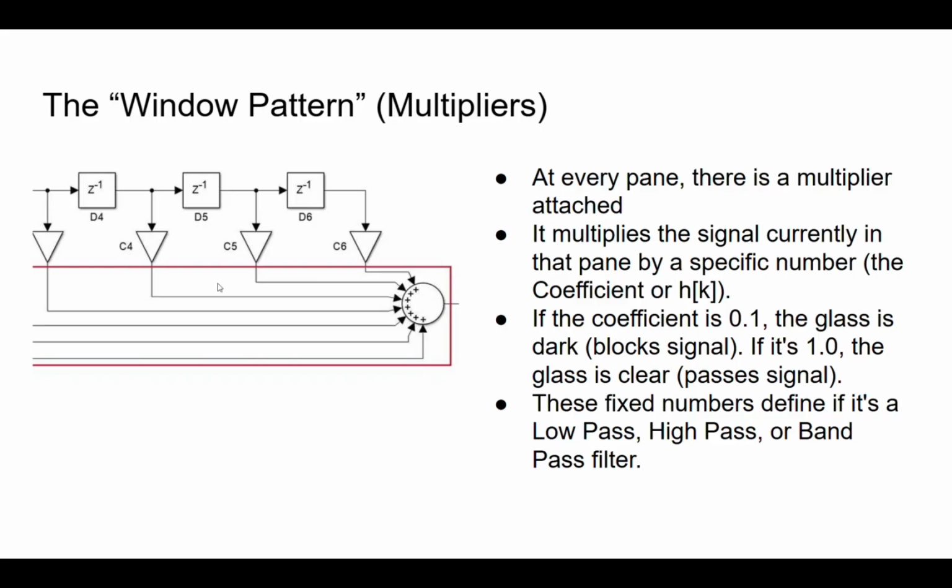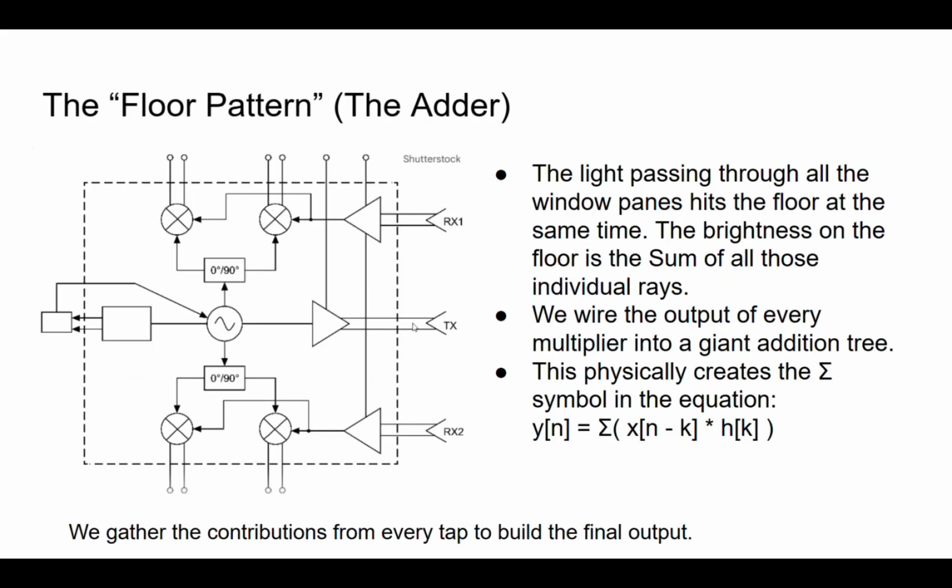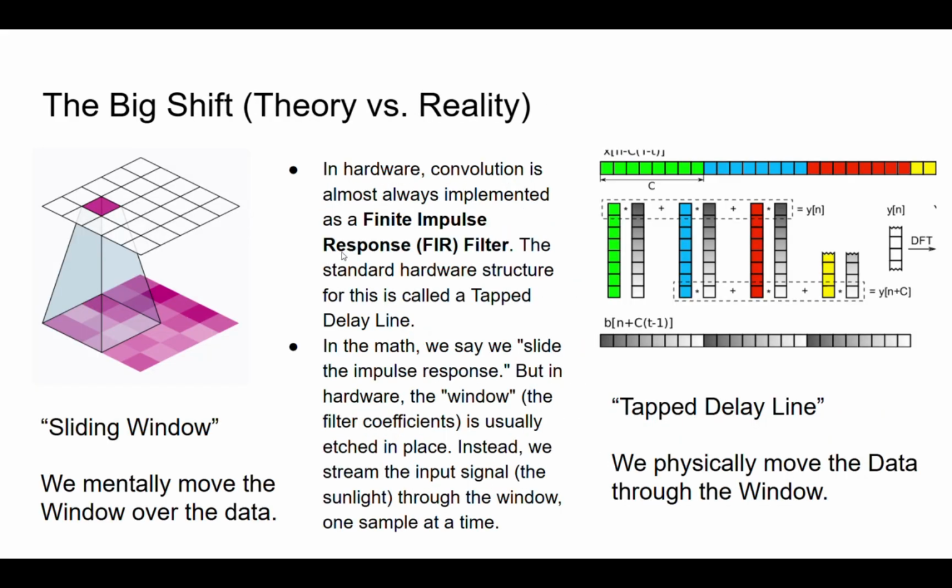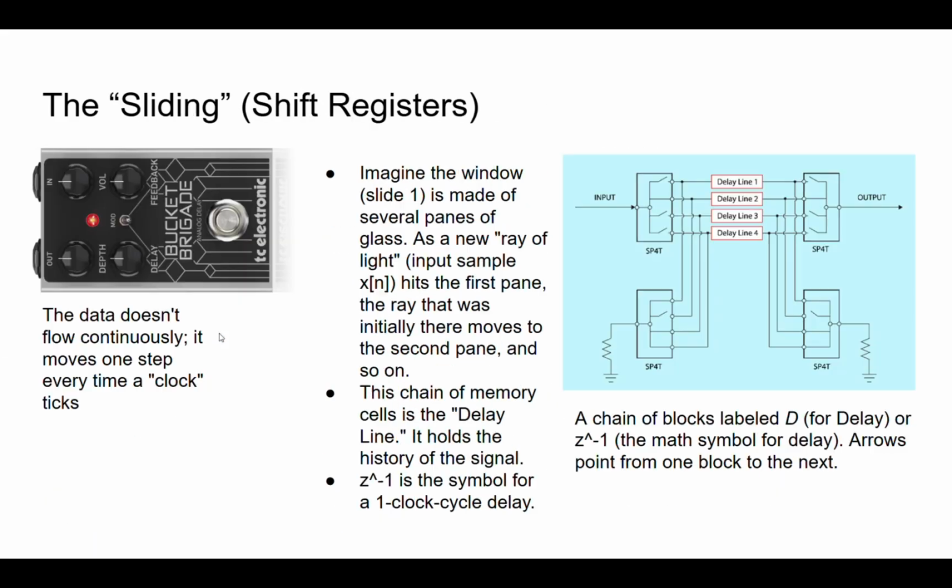It's going to block the signal, so you can't reach the output here on the cell. If it's around 1, the glass is going to be clear and the signal will pass to get to the output. Here, this is the floor pattern, which is basically the floor of these squares here.